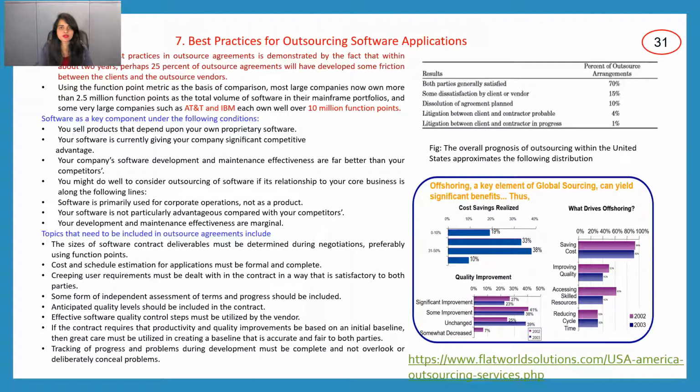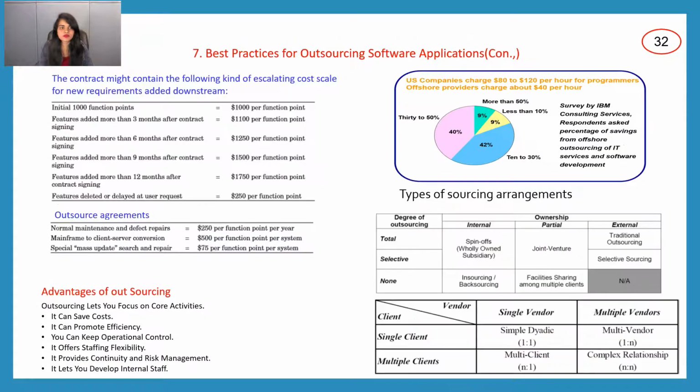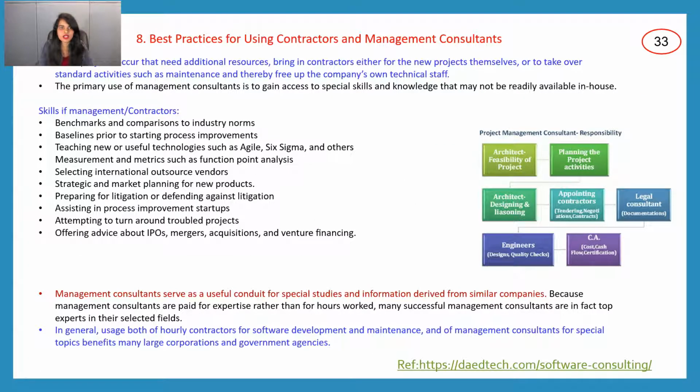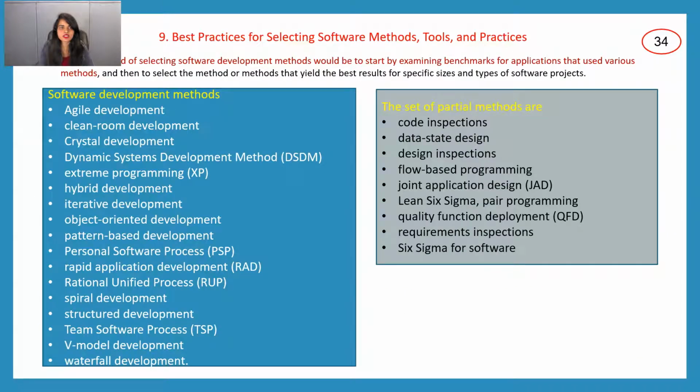And this is the best practice for outsourcing software applications. Outsourcing is very important because by outsourcing, we are taking another person from outside the company as a contractor. So outsourcing helps us save money and time. Outsourcing is a best practice nowadays, so we should all learn it. This is a basic example for outsourcing, and the advantages of outsourcing are that it can save cost, promote efficiency, keep operational control, offer staffing flexibility, provide continuity and risk management, and help develop internal staff. These are like using contracts and management consultants, and selecting software methods, tools, and practices is also very important.